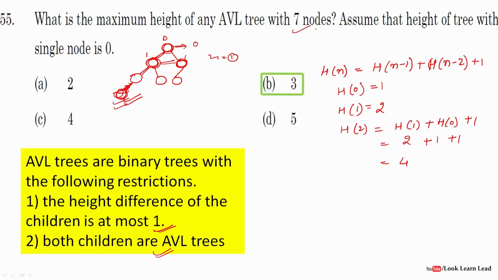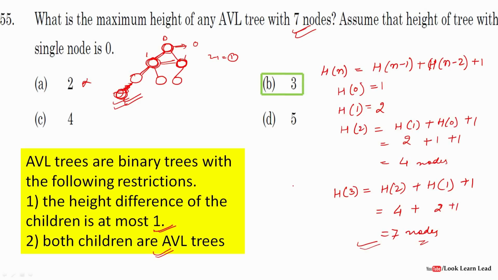But here we have 7 nodes. So h of 2 is not the answer. So 2 is not the answer. Likewise, we can try it for h of 3. It is equal to h of 2 plus h of 1 plus 1. h of 2 is 4, h of 1 is 2 and plus 1, which is equal to 7 nodes. So in our question, we have 7. So like this, we can try for each option, that is 2, 4, 5 and 3. This is a formula from which you can calculate if the number of nodes is more. But if the number of nodes is less, you can construct an AVL tree like this. So answer is B, that is 3.